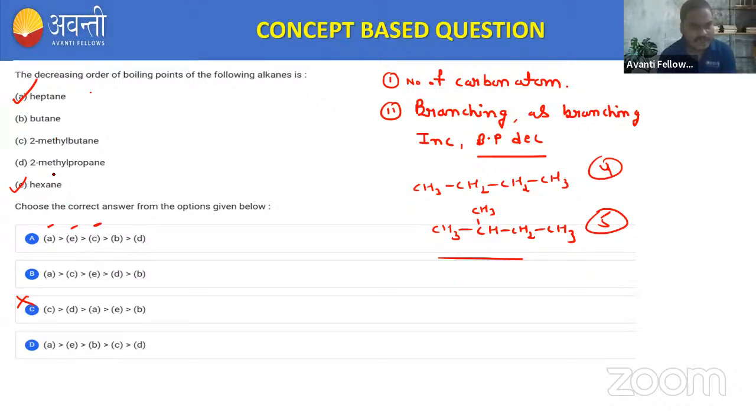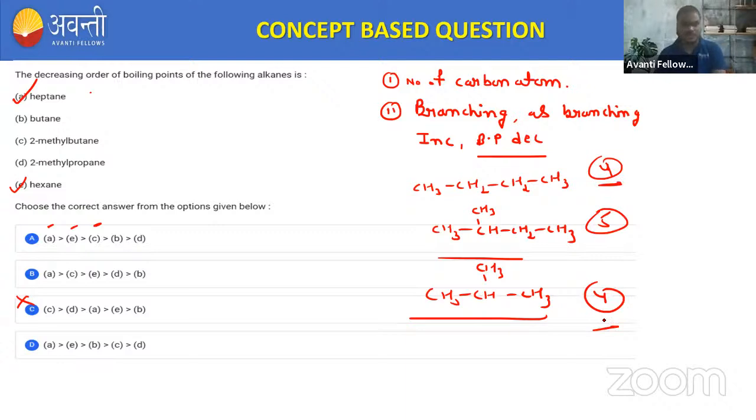It means C. After C, we have 2-methyl propane and butane. In 2-methyl propane, the branching increases, right? Here also we have 4 carbons in butane and in 2-methyl propane. In all these cases, we have 4 carbon atoms. So obviously, if the same number of carbon atoms are there and the branching increases, then the boiling point starts decreasing. It means out of 2-methyl propane and butane, obviously butane has the higher boiling point. So then comes B and then comes D. So option A is absolutely correct.